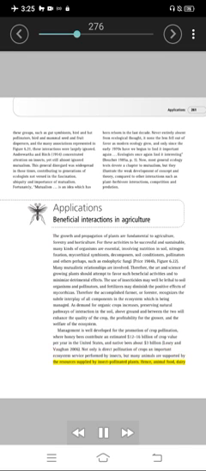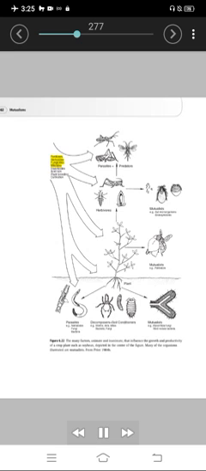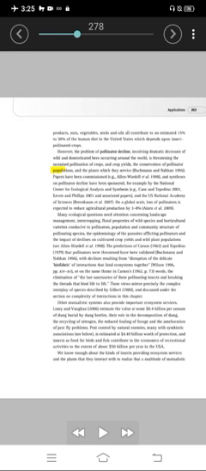Hence, animal food, dairy products, nuts, vegetables, seeds and oils all contribute to an estimated 15% to 30% of the human diet in the United States, which depends upon insect-pollinated crops.